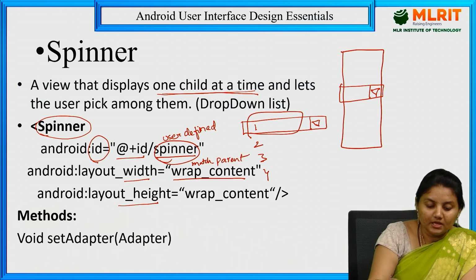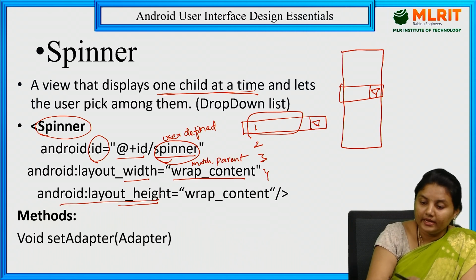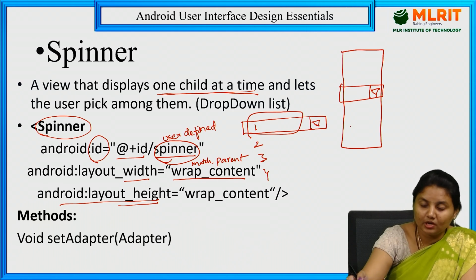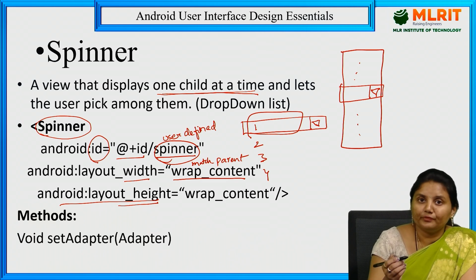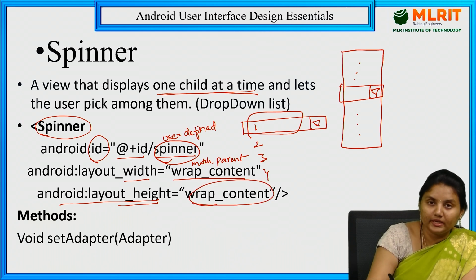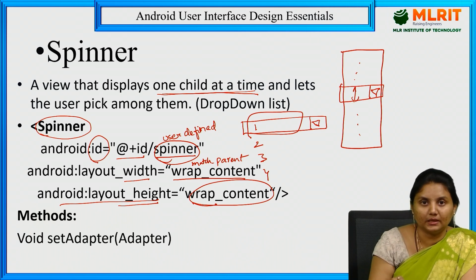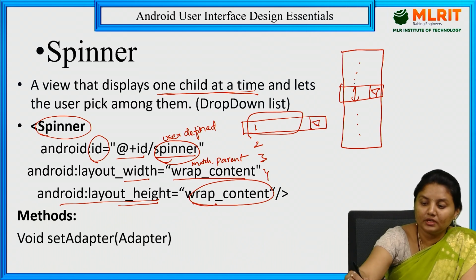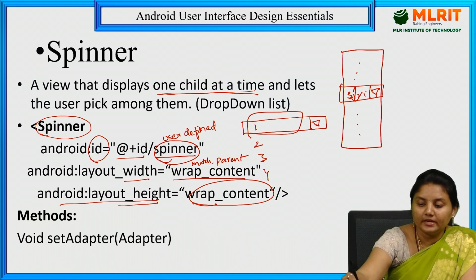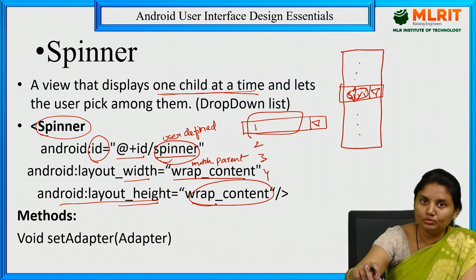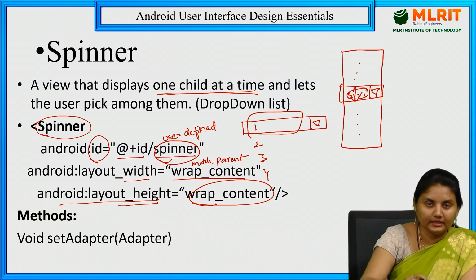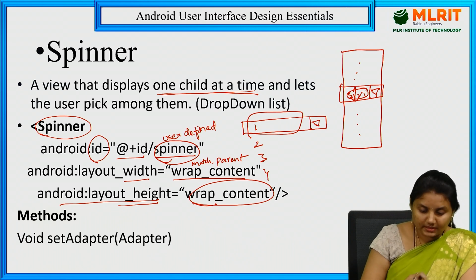Similarly, android:layout_height. For layout height we cannot give match parent because your activity includes all the different components below and above this component. So what we have to do is wrap content. That means whatever height you are giving, only that much height will be taken. So with wrap content, if your content uses this much size, then only this much height is used by the spinner. So that's width and height. Now, this is about the design layout.